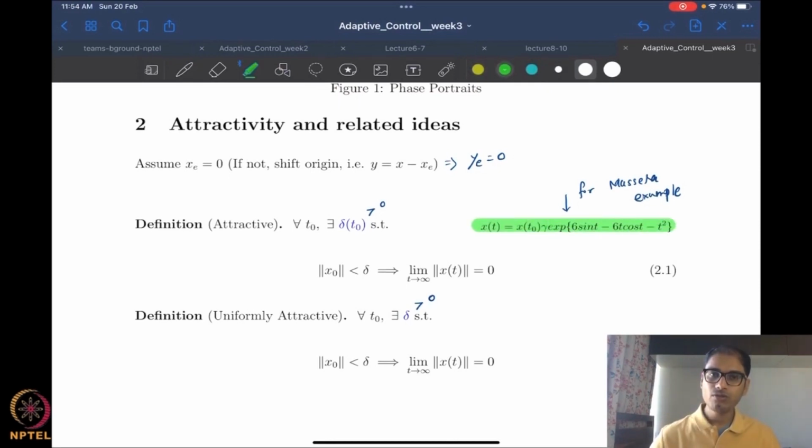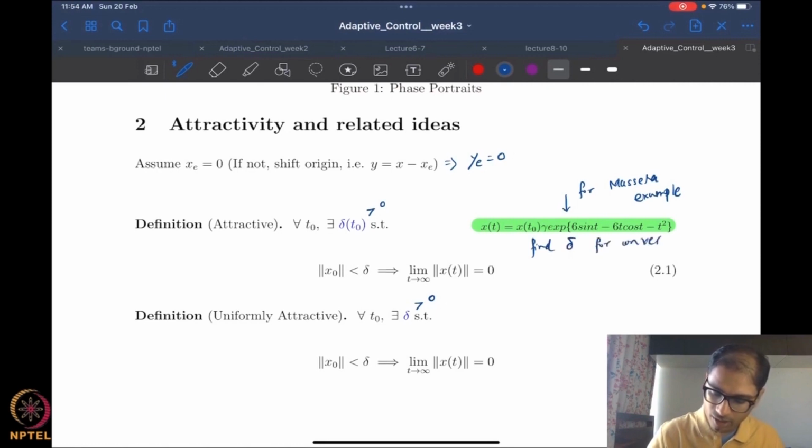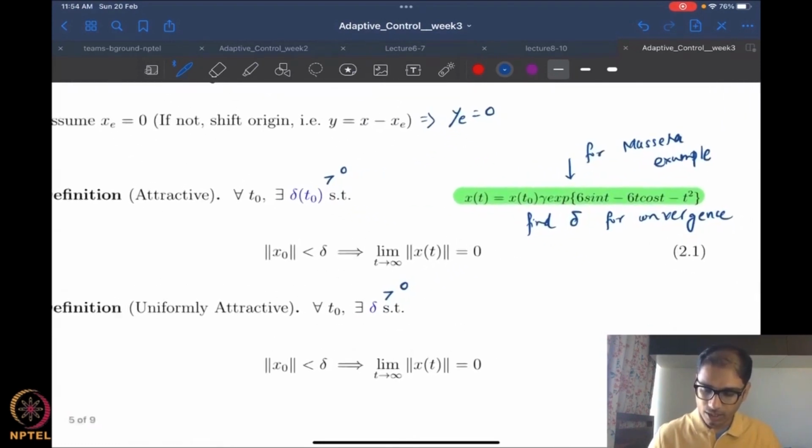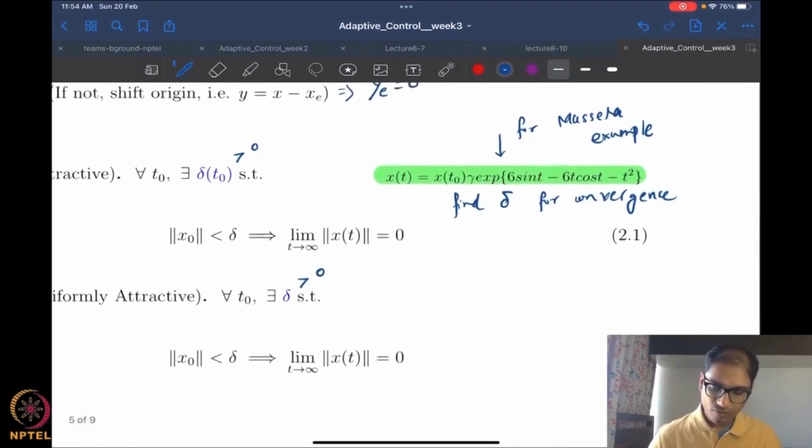And what do we want to do? We want to understand whether this is attractive and/or uniformly attractive. So let's see, is this an attractive system? In this case, I just need to find a delta for convergence. So that's all I need to do.